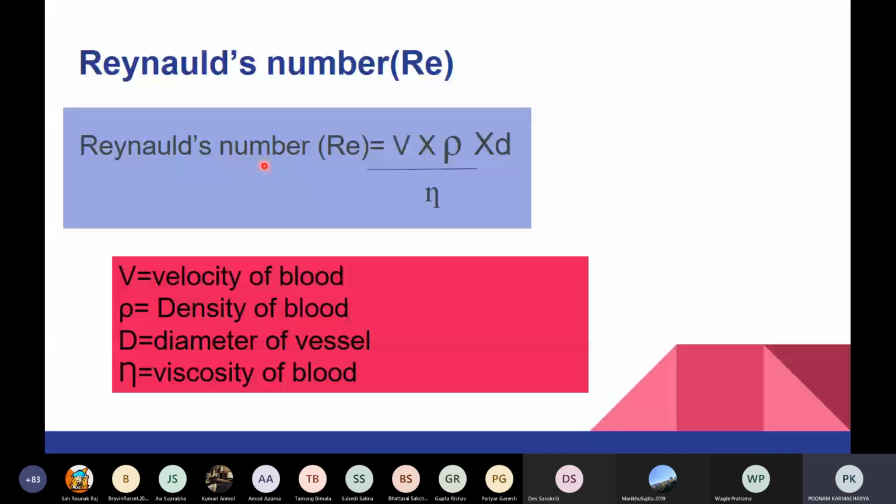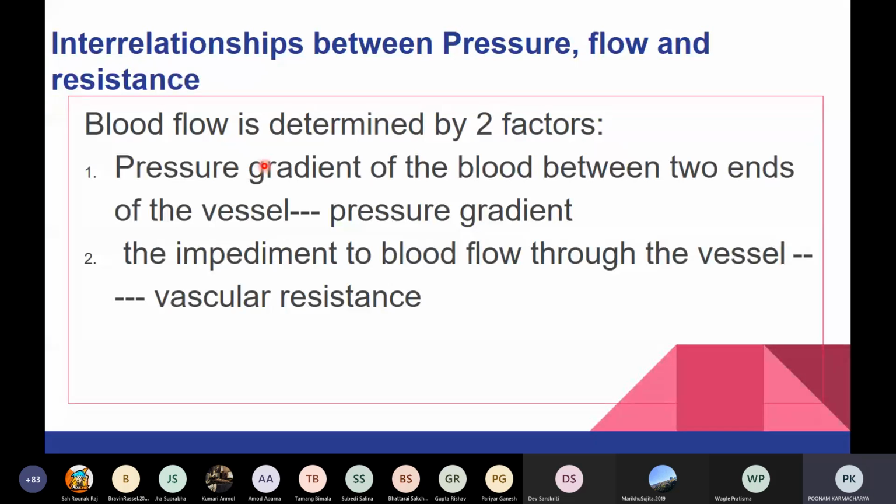Okay, now let us see the interrelationship between pressure, flow, and resistance. Okay, so blood flow is determined by two factors: the pressure gradient of the blood between the two ends of the vessel, which is called the pressure gradient, and the impediment to blood flow through the vessel, which is called the vascular resistance. Earlier we saw that blood flow can be laminar or turbulent, and it was determined by the Reynolds number. Now we are seeing how pressure and resistance are going to affect the blood flow.